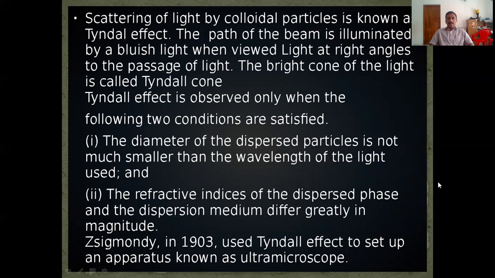The path of the light is visible as a bluish light when viewed at right angles to the passage of the light. That is, when we observe it from the top, it will appear as a bluish light. The bright cone of the light is called Tyndall cone.